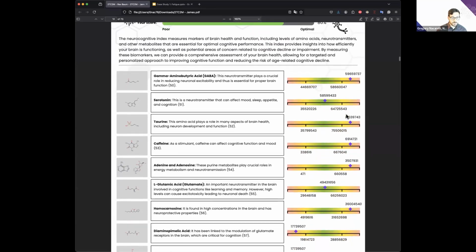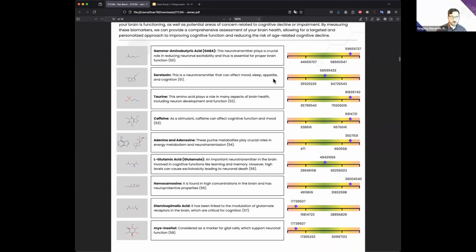Neurocognitive index, it wasn't that much here. His GABA is normal, serotonin, well, his GABA is a little bit on the higher end. It could be a problem for over-exacerbating lethargy. So that might be something we want to focus on there. Serotonin within the range here.